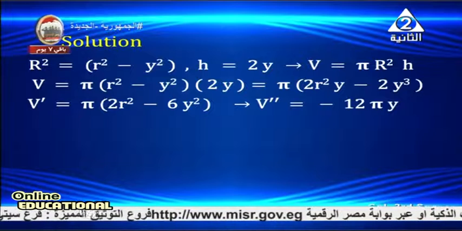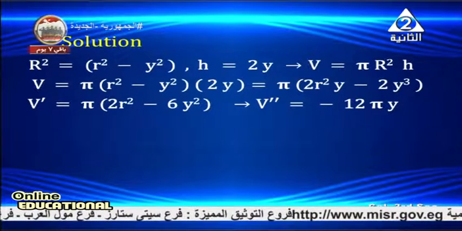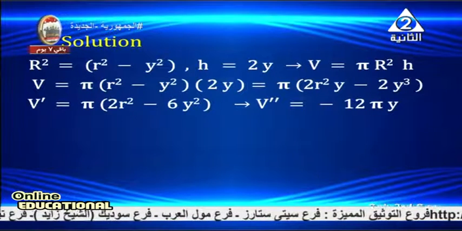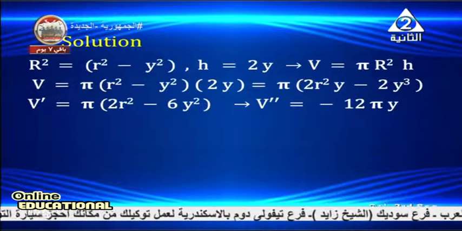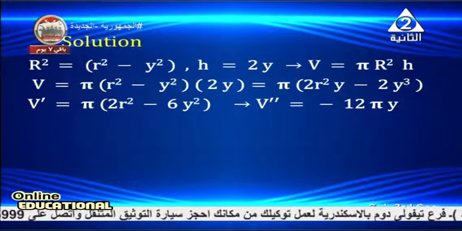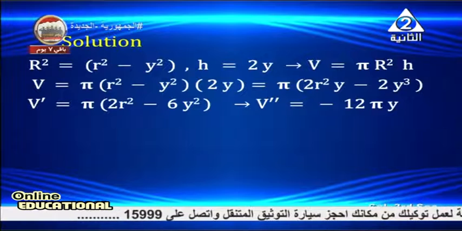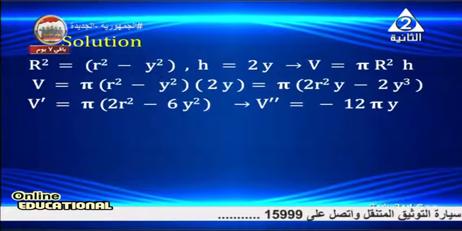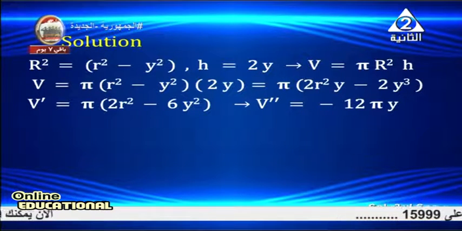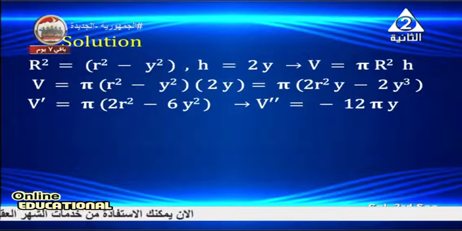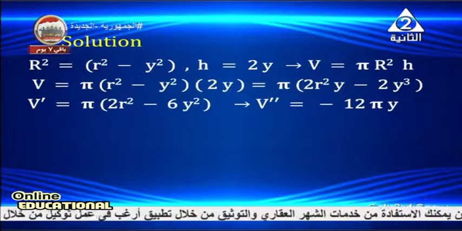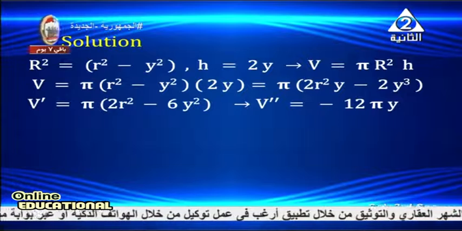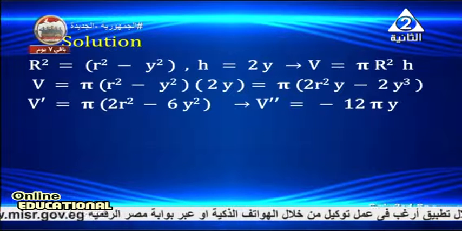Now, the second derivative of the volume, which is V double dash, equals pi, the constant, and the derivative of 2r power 2 is 0 because 2r power 2 is a constant value, and the derivative of negative 6y power 2 is negative 12y. Then V double dash equals negative 12 pi y.